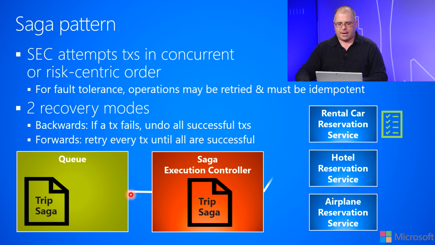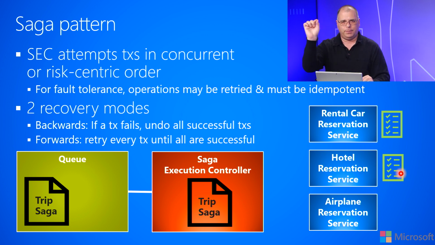So let's go. The Saga controller first made a request to the rental car reservation service and said, please rent a car. And the rental car service said, okay, I have a record of that. This person has now rented the car. Now, because that transaction was successful, the Saga execution controller now goes to the next service, the hotel reservation service, and says, please reserve this hotel room. And the hotel reservation service says, okay, I will make a record of that. I have rented the hotel for you. Now the Saga execution controller goes to the airplane reservation service and says, please reserve this flight.